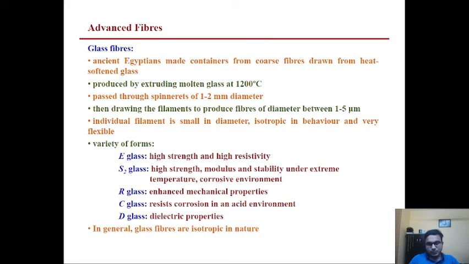There are a variety of forms: E glass, S2 glass, R glass, C glass and D glass, and they have different kinds of properties. E glass has high strength and high resistivity, S2 glass has high strength, modulus, and stability under extreme temperature and corrosive environment. R glass has enhanced mechanical properties. C glass resists corrosion in acid environment, and D glass has dielectric properties. In general, glass fibers are isotropic in nature.